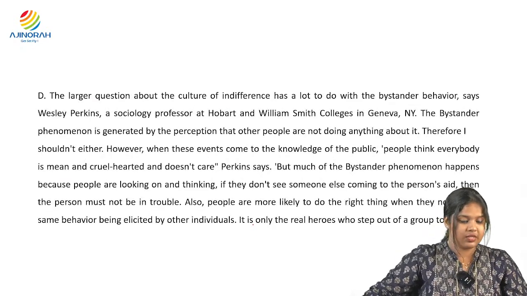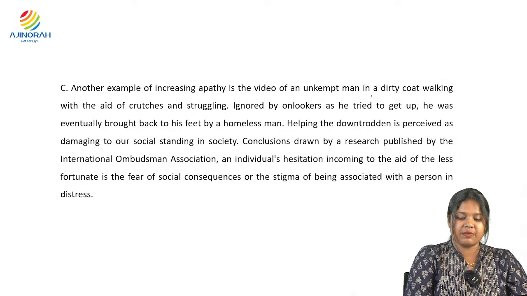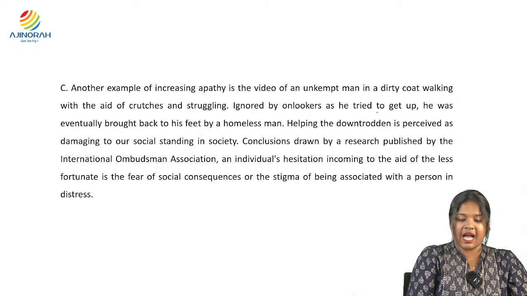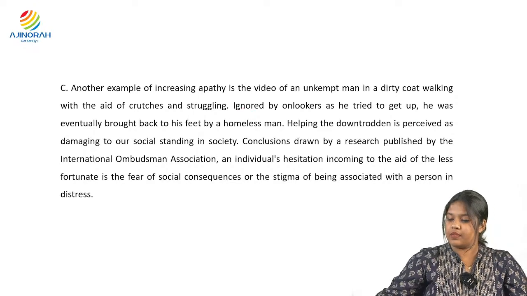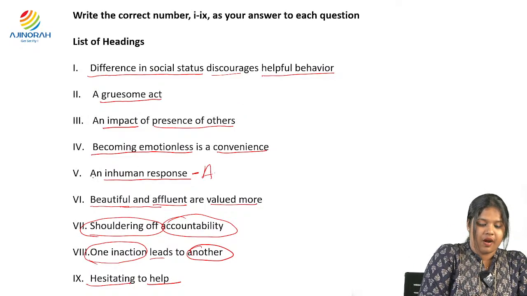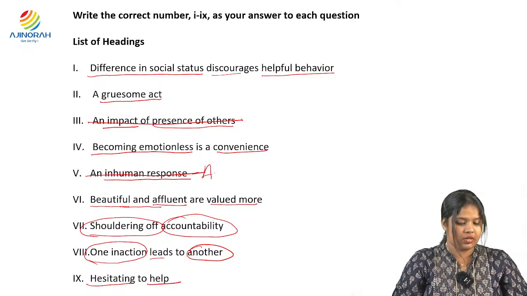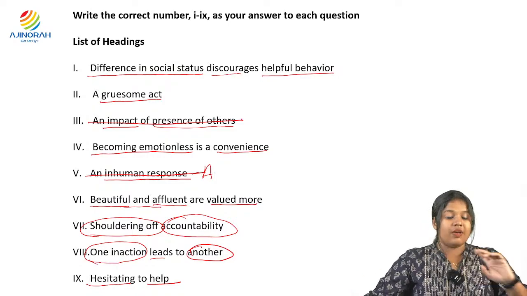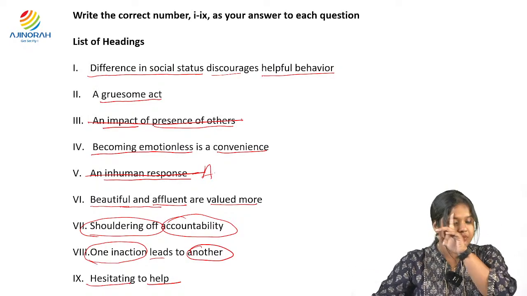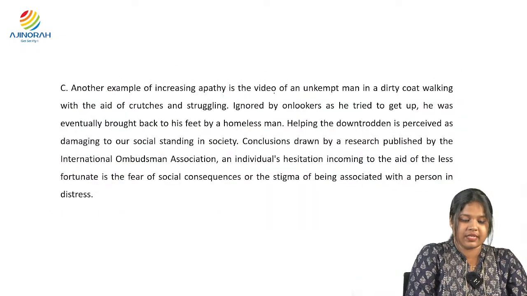Now we'll move on to the third one. Another example of increasing apathy is the video of an unkempt man in a dirty coat walking with the aid of crutches and struggling, ignored by onlookers as he tried to get up. Now we'll strike off the headings that we have already found: this one and the third one. We have 7 paragraphs, and we have already completed two headings. The third one is an example of increasing apathy. Yes, we have read that.